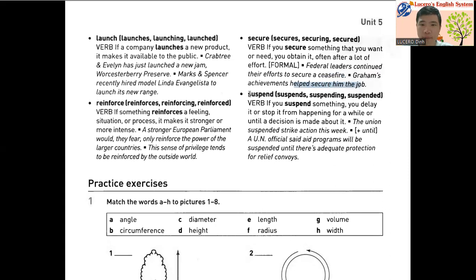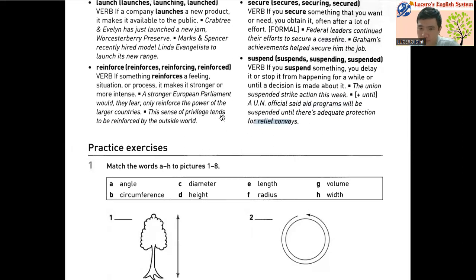And number six, suspend. Suspend is a verb. If you suspend something, you delay it or stop it from happening for a while or until a decision is made about it. For example, the union suspends strike action this week. And a UN official said that the program will be suspended until there is adequate protection for the relief convoys.